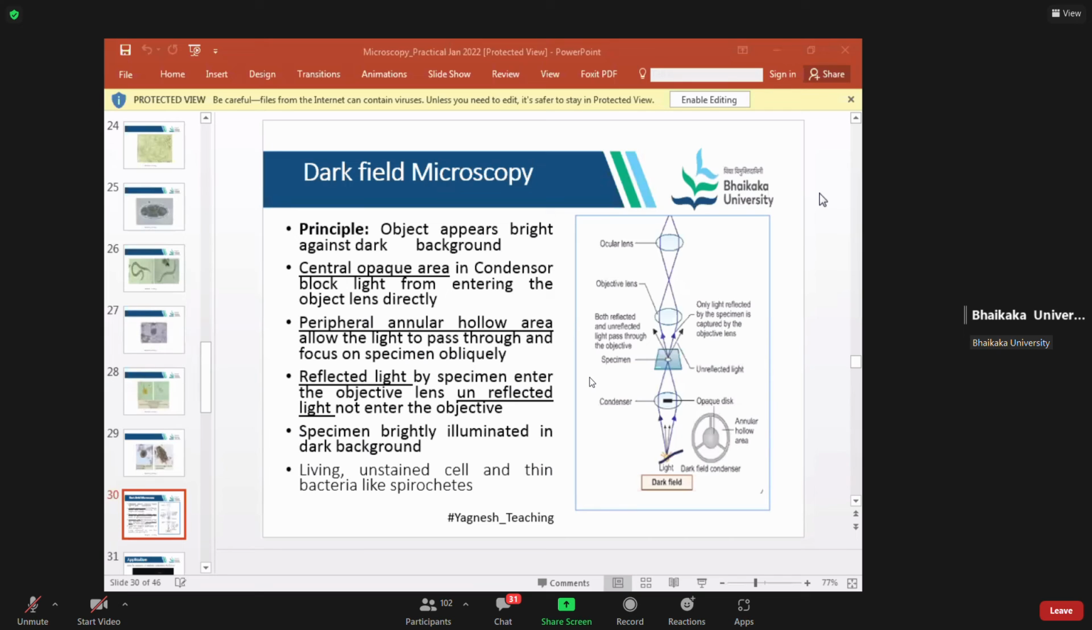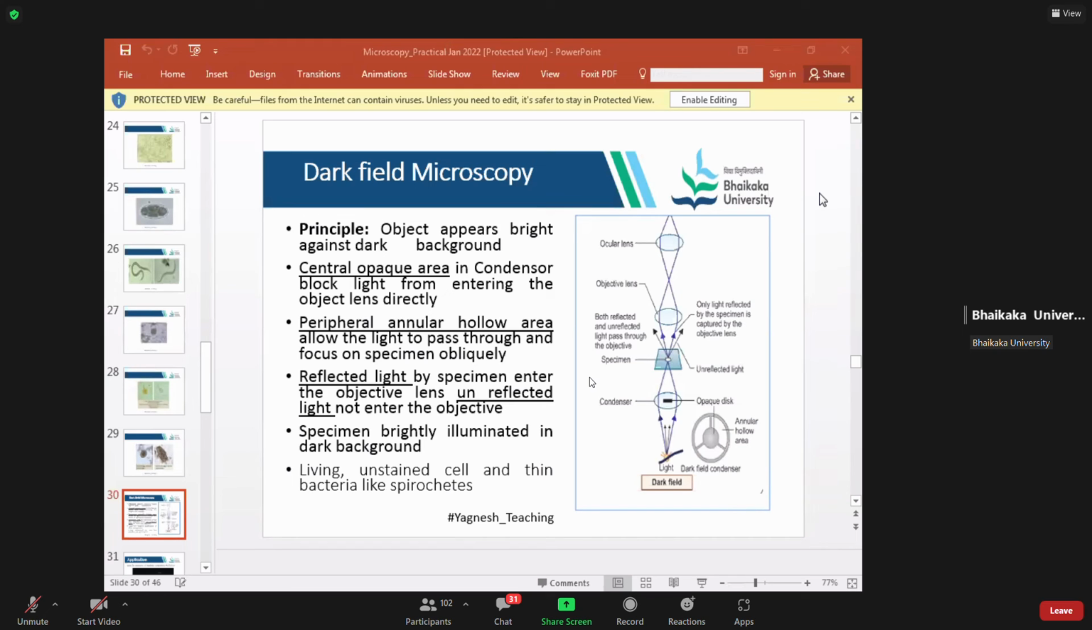When you make a dark background, some structures are illuminated. So we are using the unstained preparation to visualize some smaller structures which are not seen under the light microscopic method. This is a very simple concept used in microbiology. The object appears bright against a dark background. The central opaque area in the condenser blocks light from entering the objective lens. So here in the central area there is a block.